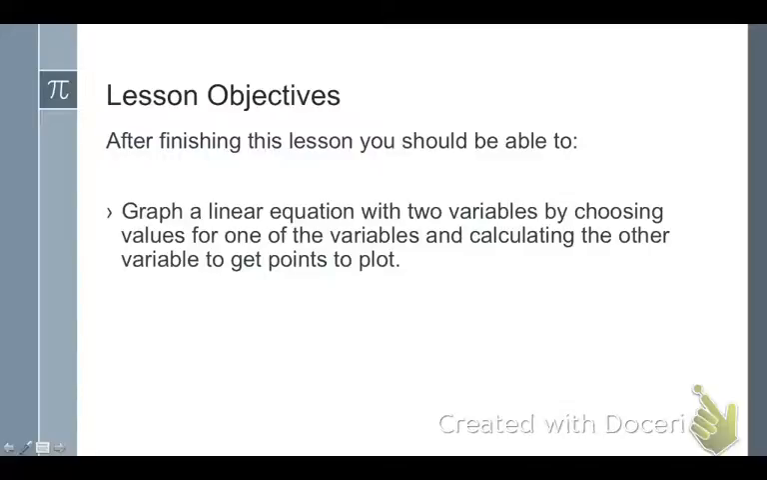Our lesson objective is to graph a linear equation. A linear equation is any equation that has either an x to the first power or a y to the first power or both, and no other variables and no other exponents, but has some multiplication, addition, subtraction involved maybe. We're going to graph linear equations with two variables, and we're simply going to do this by plotting points. You pick a number and replace one of the variables with that and find out what the other variable becomes by solving the equation and graph that as a point.